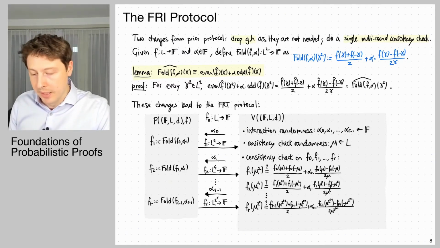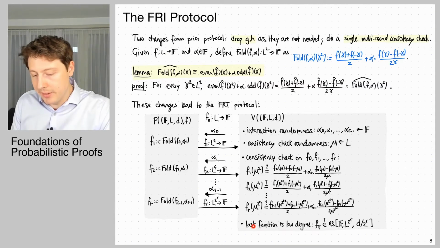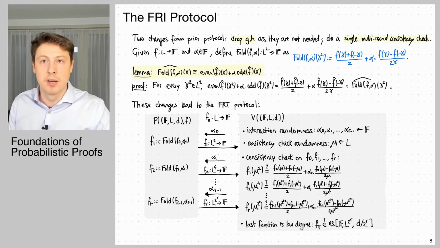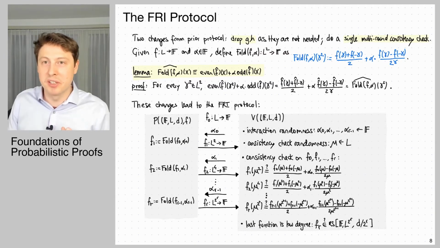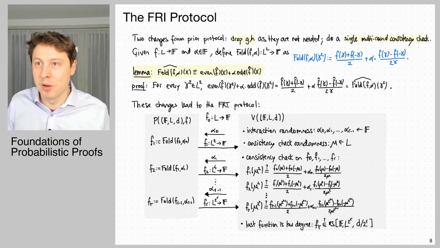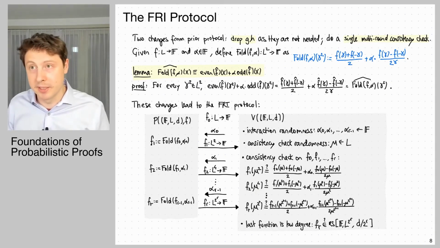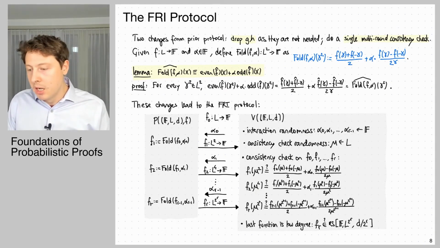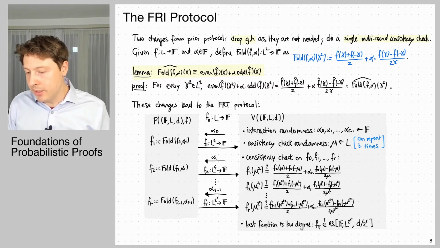All right? Now I'm not done. I also need to, at the very end, make sure that the last function you sent me really is low degree, right? Because if I don't check that, you can just be consistent throughout. At the end, you have something that is not low degree, and you won, right? So you have to check something at the end as well, right? I'll come back to that in a moment.